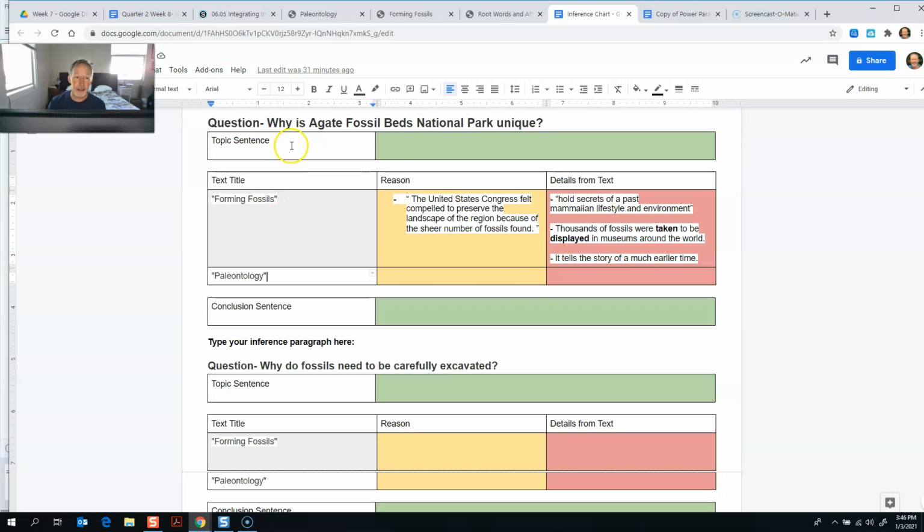And then once again, look at here. You're going to state your two reasons up here. You're going to go reason, supporting details. Reason, supporting details. Conclusion. And then you can type your entire paragraph right there.